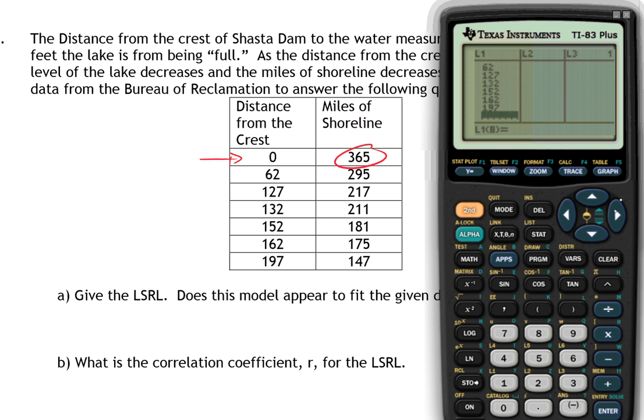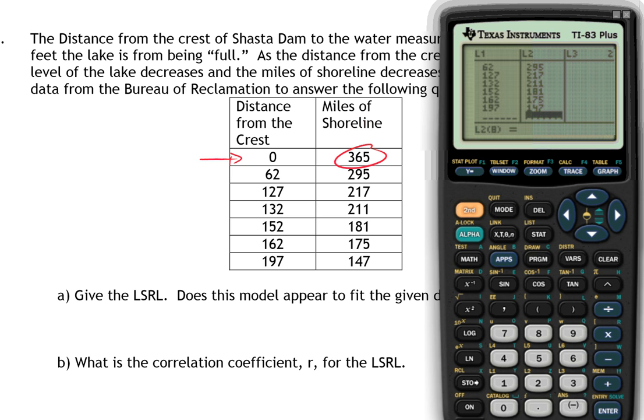Now let's enter in the shoreline. So these shoreline numbers are the first one, 365, then 295, and then 217, and then 211, and 181, and 175, and finally 147. So I've got these values in here, right? My data's in. Did anyone see an error? I was entering what I was saying I was entering.